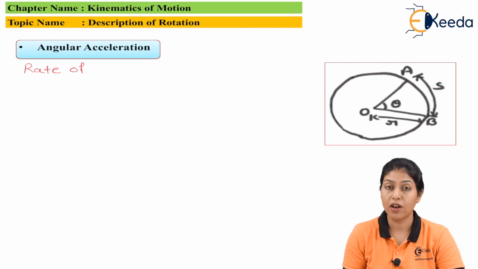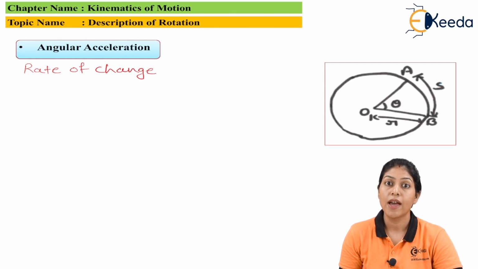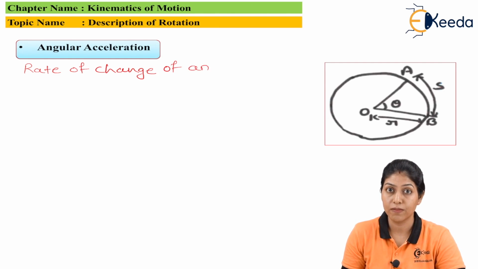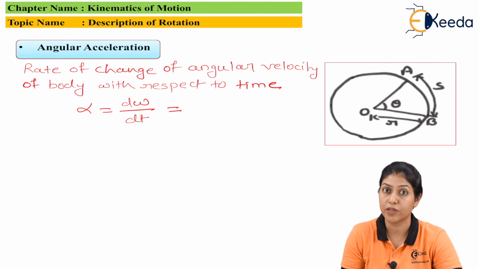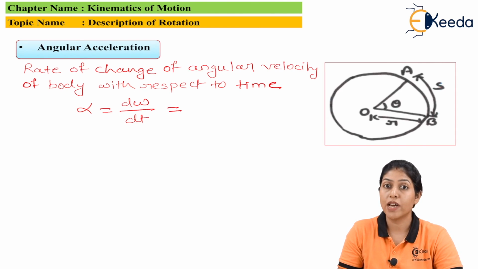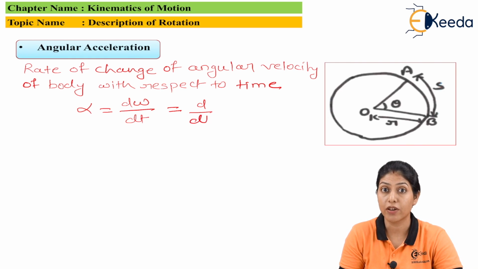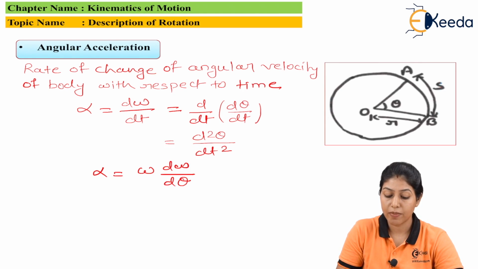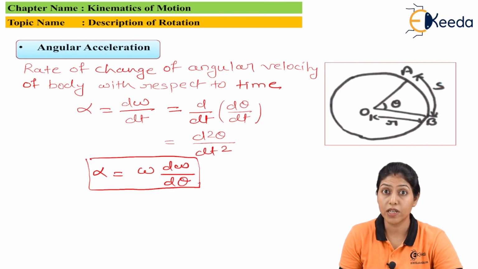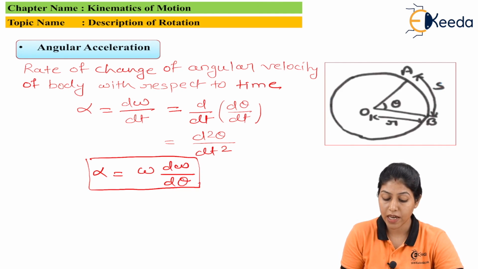Now let's move toward the angular acceleration part. Angular acceleration is related to angular velocity. It is defined as the rate of change of angular velocity of the body or the particle with respect to time, and it is generally denoted by alpha. So alpha equals d omega by dt, the change in angular velocity with respect to time. If we further simplify in terms of angular displacement, it will be d by dt of d theta by dt, putting the omega value d theta by dt, so it equals d square theta by dt square. And further, alpha equals omega d omega by d theta. So this is the equation of the angular acceleration.